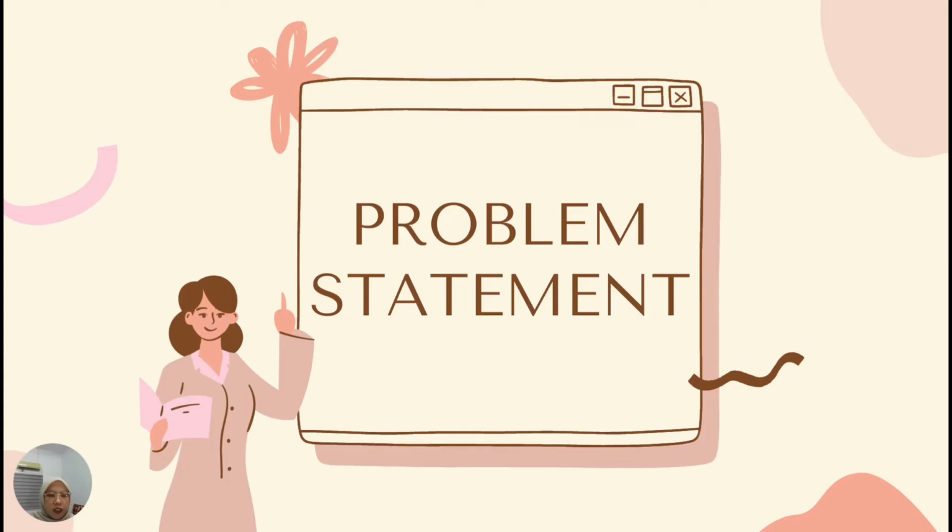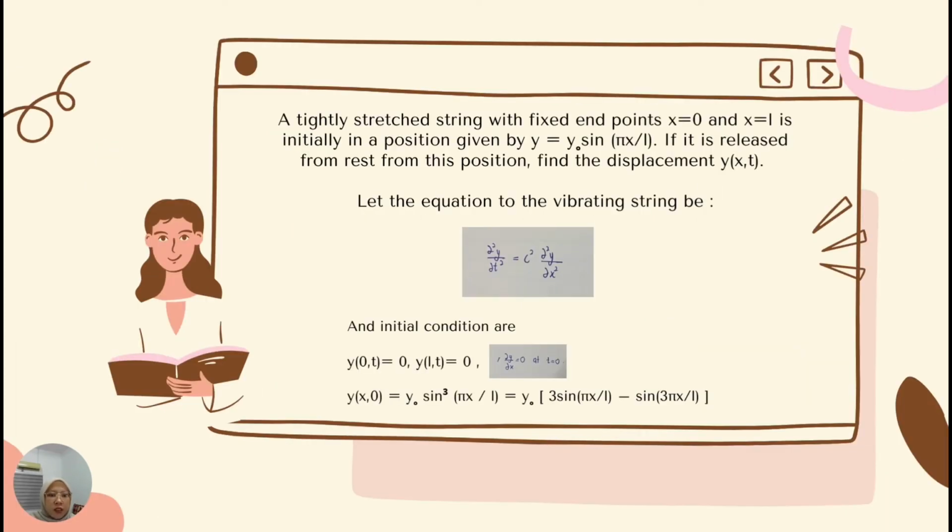So today I will tell you about the problem statement. Let's move on to the question. A tightly stretched string with fixed endpoints x equal to 0 and x equal to L is initially in a position given by y equal to y0 sin(pi x over L). If it is released from rest from this position, find the displacement y(x,t).